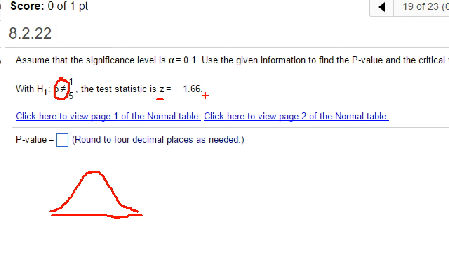I would like to mark negative 1.66 on my graph. And this is a two-tailed test. To find the p-value, we need to find this little tail area and double it, twice this area. That will be the p-value. So keep in mind that this is the graph that we draw. We need to find the area to the left of negative 1.66 and double it.